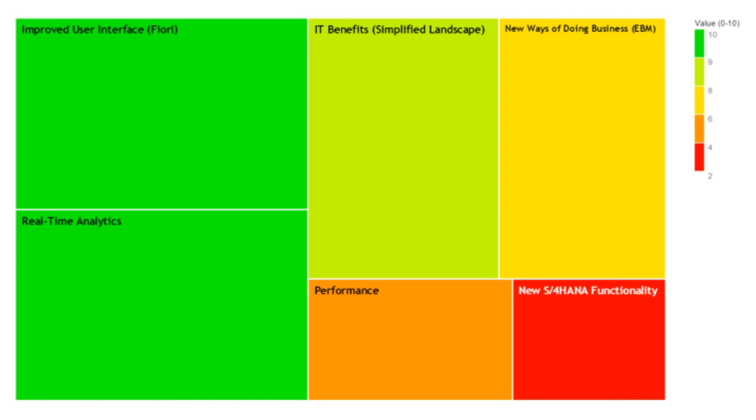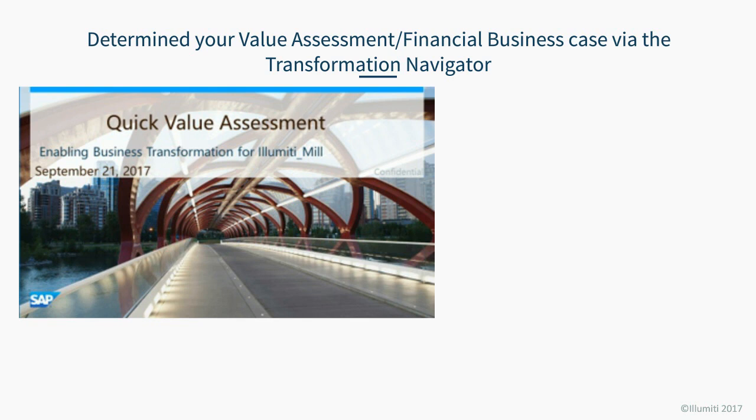And all the new cool stuff, the new S4 functionality is wonderful, but it's not a business driver at this point. And this is the kind of heat map that you would have built out of those previous discussions that we had. And then the Transformation Navigator itself gets plugged into, once you've entered all of these requirements and your priorities, and these are the things I want to achieve in terms of value, you can plug this directly into the SAP QVA, or the Quick Value Assessment tool, directly from the Transformation Navigator.